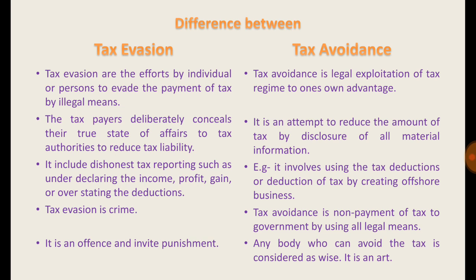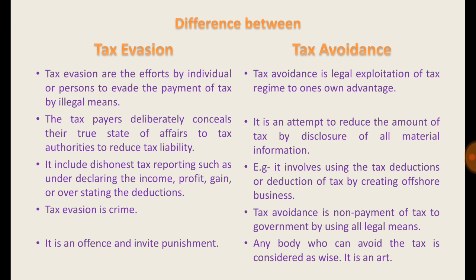Then the next difference is that tax evasion is a crime, because it is illegal, so it is an offense and therefore it is a crime. But tax avoidance is non-payment of tax or payment of less tax by using all legal means. So it is nothing but an art. It is nothing but an art, as tax evasion is a crime, but tax avoidance is an art. It is a skill.